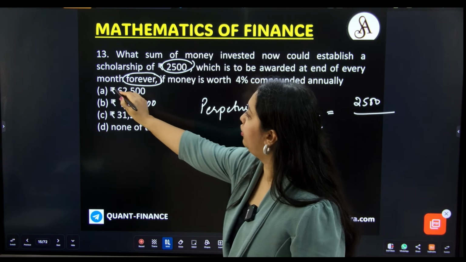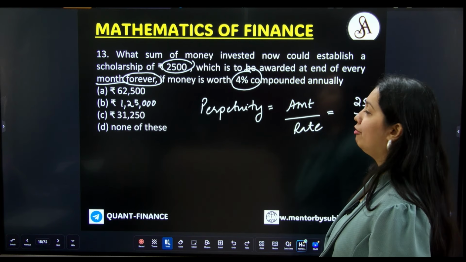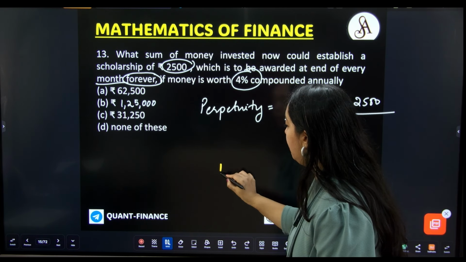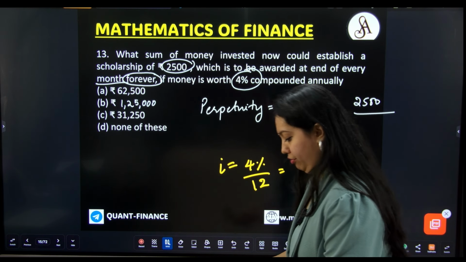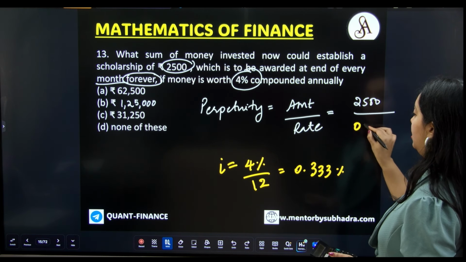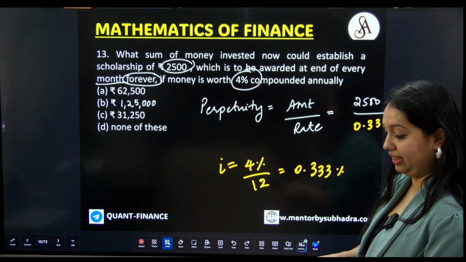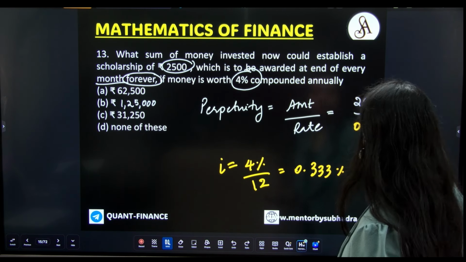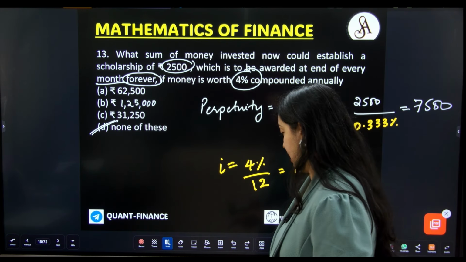2,500 you are getting when? At the end of every month. That means this is a monthly amount. 4% is compounded annually. 4% is per annum. But this also has to be on a per month basis, which means my I value will be 4% divided by 12. Check out on your calculator 4% by 12, you will get 0.3333 recurring percentage. 2,500 divided by 0.333333 percentage. I am getting the value as 7500 something, which is not there in the options. This is none of the above. Next.